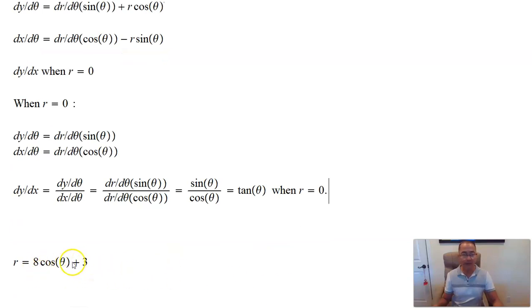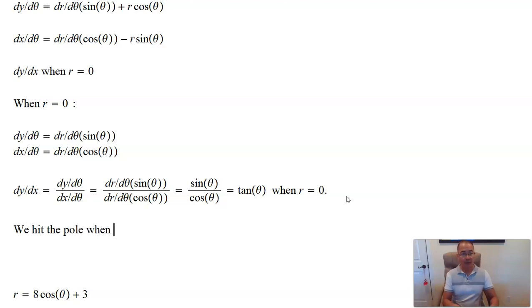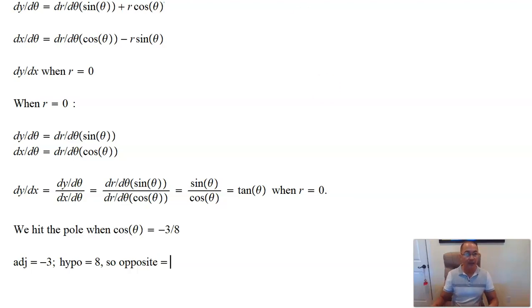Well, here's our r. So remember that cosine theta is minus 3 over 8. So we hit the pole when cosine theta is negative 3 over 8. Okay. So we need tangent theta. Well, draw a triangle or think in terms of opposite, adjacent, hypotenuse. Cosine is adjacent over hypotenuse. So our adjacent is minus 3. Hypotenuse is 8. So opposite must be the square root of hypotenuse squared, 64, minus adjacent squared, 9. 64 minus 9 is 55. All right, so we got radical 55.